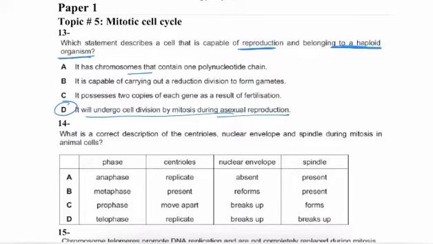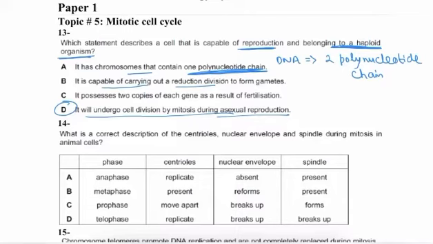It has chromosomes that contain one polynucleotide chain. No. Any chromosome contains DNA, and DNA contains how many polynucleotide chains? 2 polynucleotide chains. So this is the wrong statement. Let's rule out statement B. It is capable of carrying out a reduction division. No. Haploid cells cannot carry out reduction division to form gametes. Haploid cells can produce gametes by mitosis.